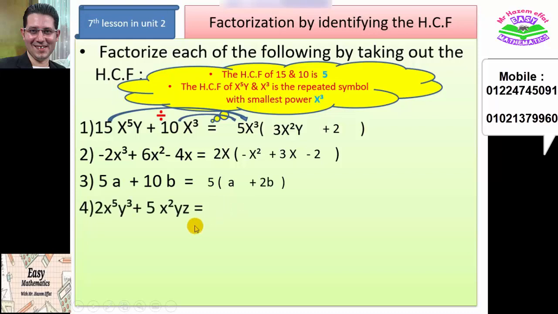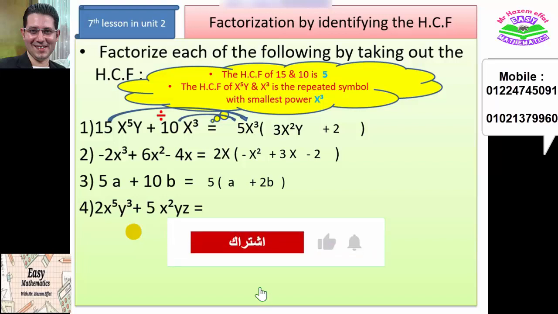Number 4, 2x^5 y^3 + 5x^2 yz. First, I told you before, we must take the highest common factor of the two coefficients first. We have here 2 and 5. What about the highest common factor of the two numbers, 2 and 5? Yes, it will be equal to 1. We haven't any number except 1, because both of them, 2 and 5, exist in table 1. So the highest common factor will be equal to 1.